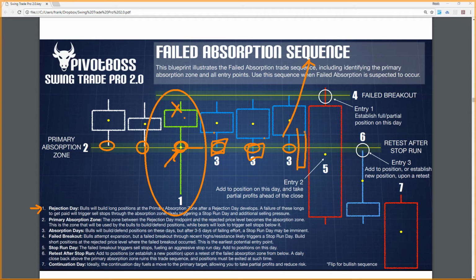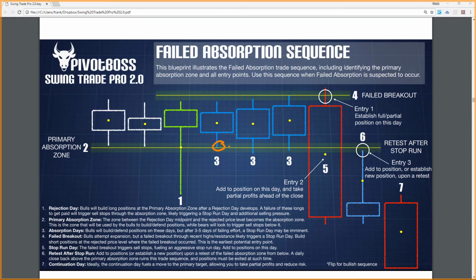If there's a daily close below that zone, remember, we jump ship, because we know that if you close below the midpoint of a rejection day, 9 times out of 10 you're going to come take out those lows. 9 times out of 10. So that tells you right there that when bulls get in and they defend this area, the sell stops start right below that zone, and they continue all the way through prior lows.